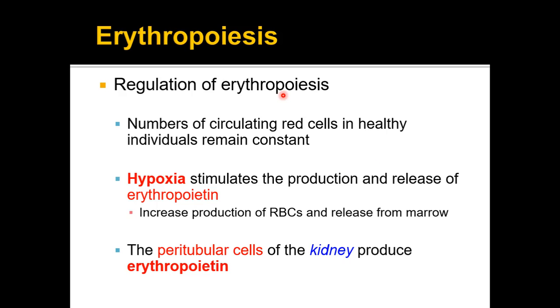Again, regulation of erythropoiesis really depends on how much oxygenated blood flow is getting to the kidneys. If there's hypoxia or hypoxemia, both situations will stimulate the production of EPO by the kidney cells. As far as knowing the peritubular cells of the kidneys, I'm not too concerned about that at this point, but when we talk about the renal system coming up at the end of the quarter, we're going to revisit which cells are producing EPO. So this is not the last time you're going to hear about erythropoietin.